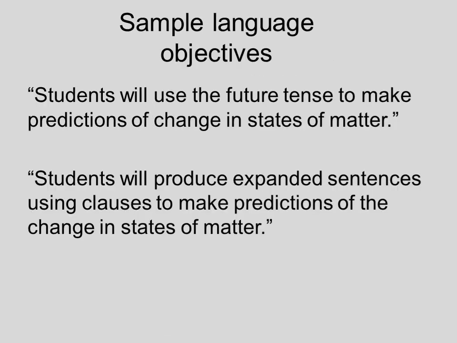Here's a couple of sample language objectives. Let's look at them briefly. The first one says, students will use the future tense to make predictions in the change of states of matter. And here, we're including what tense we want students to speak in, and the content, which is going to be making predictions about change of matter.